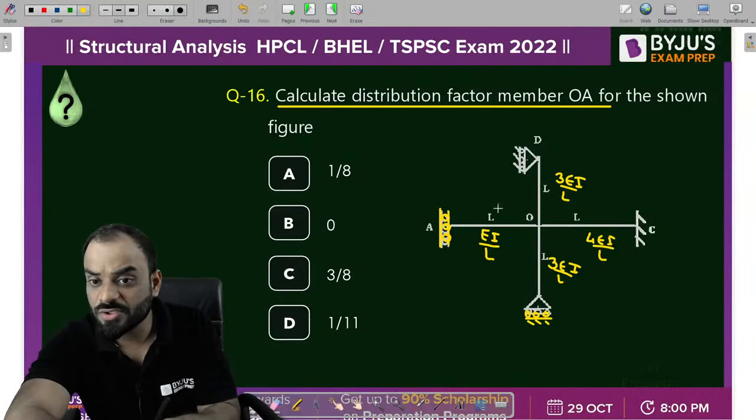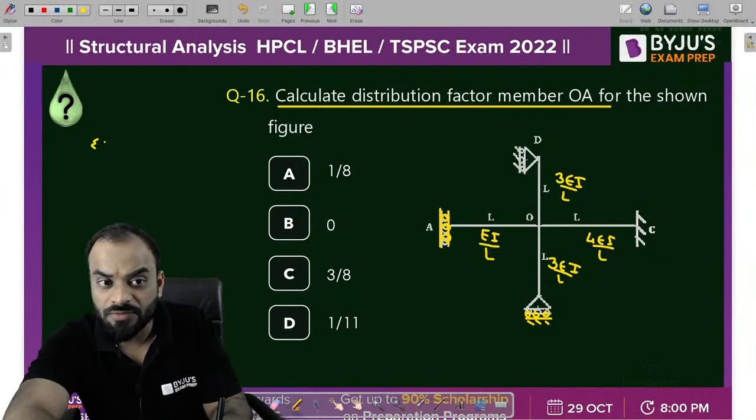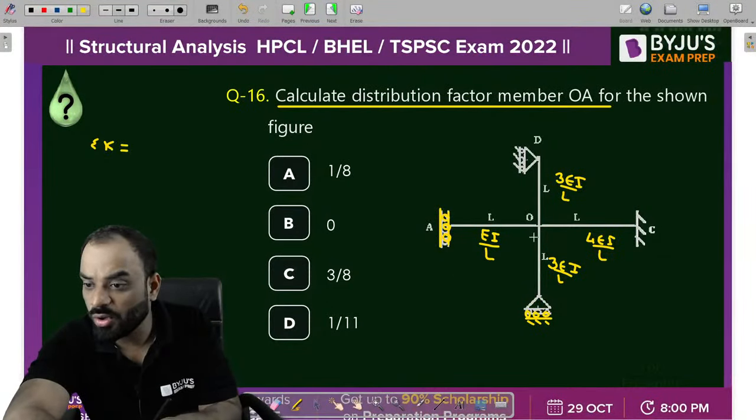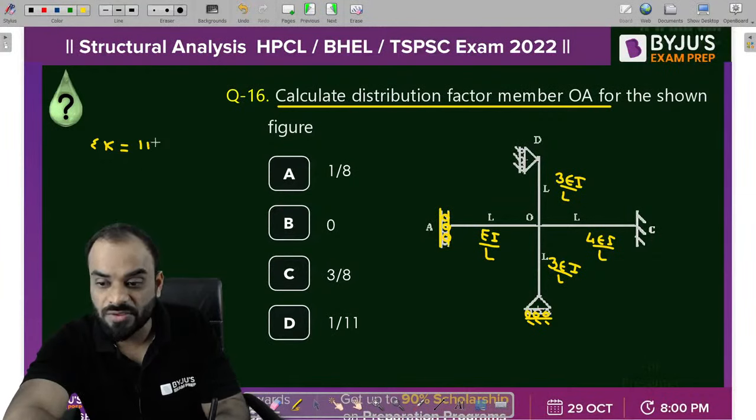So what is the total value of stiffness? Can I say that, guys, I need to add all the values. If you add all the values, how much is it? 3 plus 3 plus 4, 10, 10 plus 1, 11. So 11 EI by L. Okay, 11 EI by L.